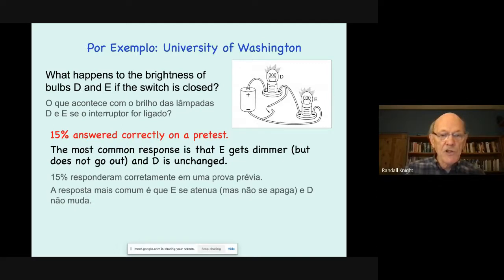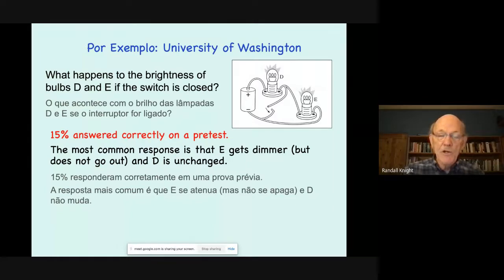They first gave the students this, this will be a second semester topic. So on the first day of second semester, they give the students this question, and only 15% can answer it correctly. By far the most common response is that bulb E does get dimmer, although it does not go out, and nothing at all happens to bulb D. It's completely unchanged. And again, they put the same exact question on the final exam.